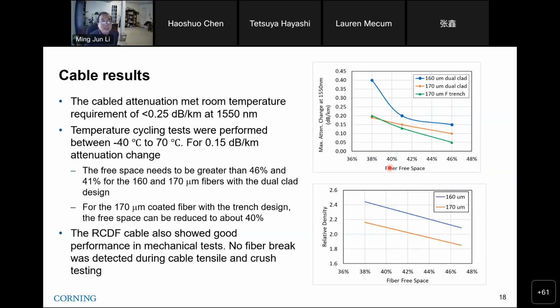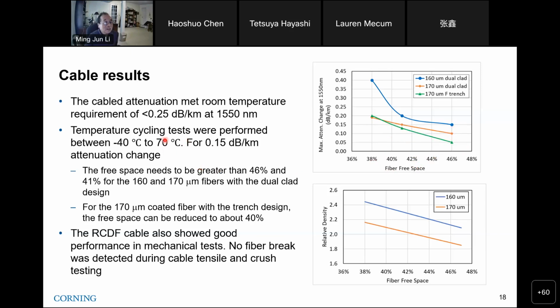Now let me show you the cable result on the attenuation change. That shows the minus 40 degree C attenuation change. From the graph on the top, you can see that the fiber free space has a big impact on the microbending performance. Basically, if you have enough free space, you can reduce the microbending to a certain level.